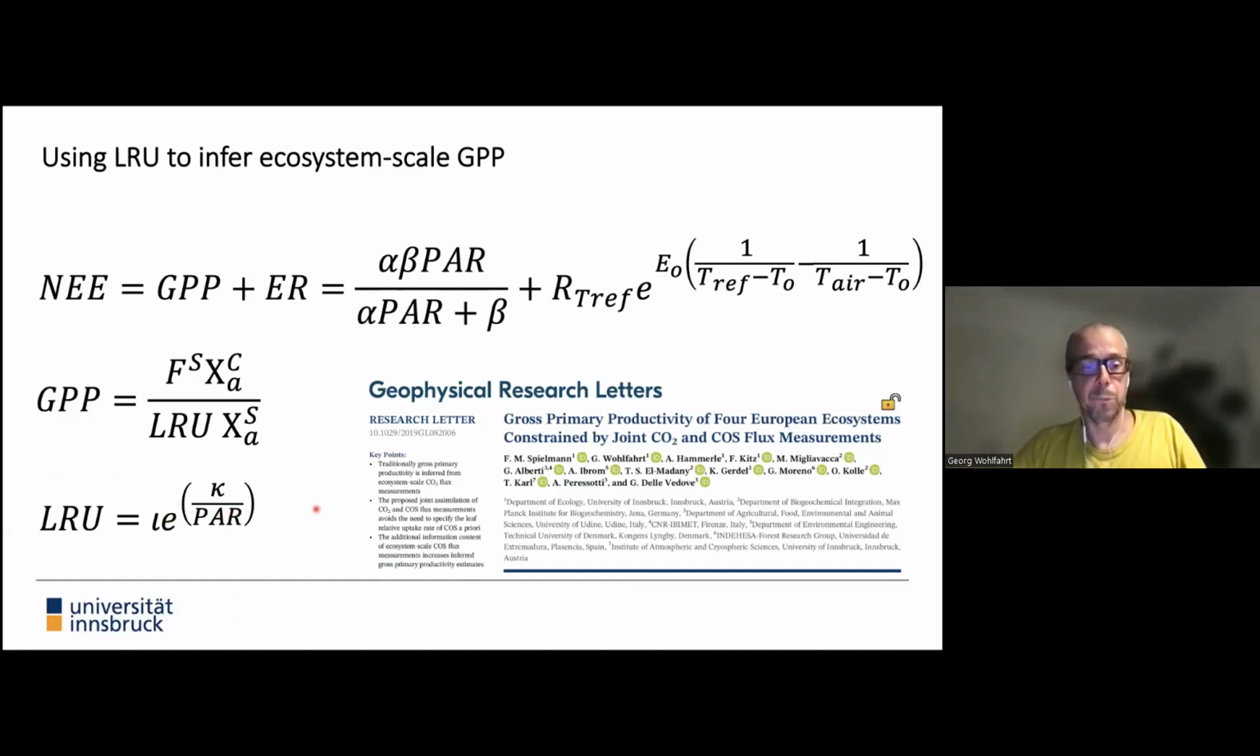And so what Felix would do is he would use a Bayesian inversion scheme, and he would have as measurements the net ecosystem CO2 exchange and the COS flux, all at the ecosystem scale, and then he would estimate all the parameters that you can see in here, and then he would compare to the usual flux partitioning, just using the CO2.